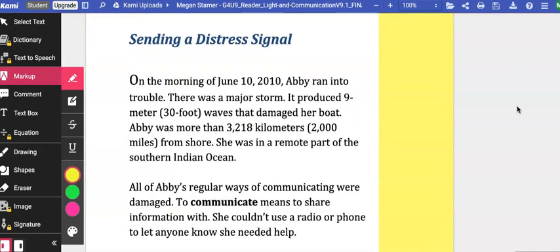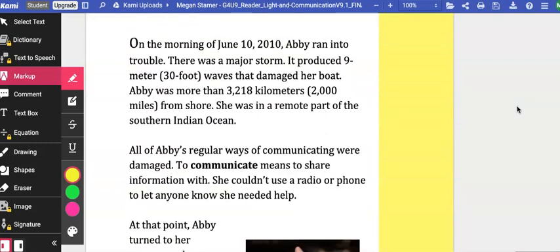Sending a Distress Signal. On the morning of June 10, 2010, Abby ran into trouble. There was a major storm. It produced 9-meter or 30-foot waves that damaged her boat. Abby was more than 3,218 kilometers or 2,000 miles from shore. She was in a remote part of the southern Indian Ocean.